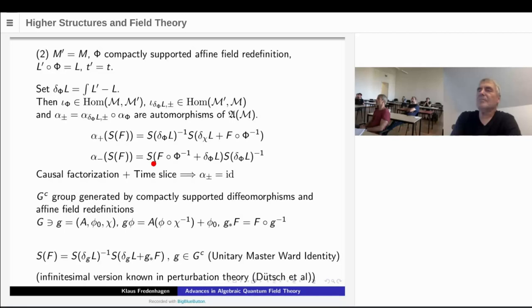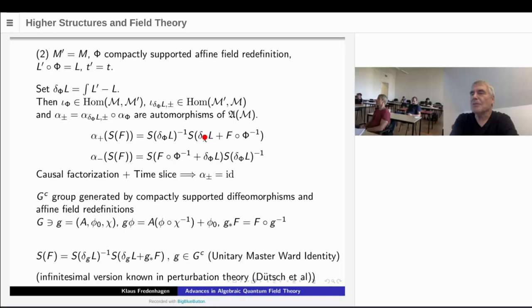I describe the same now for this field redefinition. So phi is this affine field redefinition, now assumed to be compactly supported. And L prime composed with phi is just L, and T prime is equal to T. Again, we can look at the difference of the two Lagrangians, denoted by delta phi L. And then again, I have an arrow from M to M prime and another arrow from M prime to M, depending now on this interaction, and get automorphisms of this algebra, which I noted here. Oh, here, this should be a phi. Sorry.